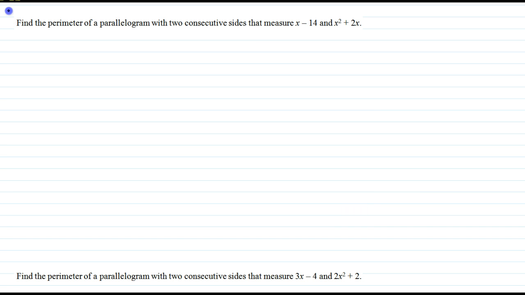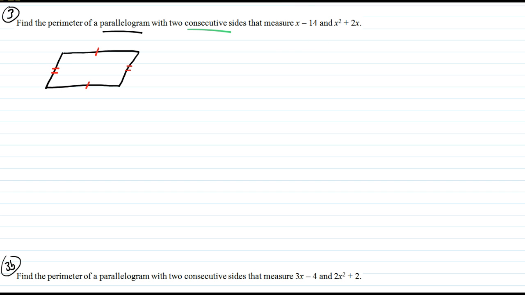All right, for number 3, we're going to find the perimeter of the parallelogram with 2 consecutive sides that measures x minus 4 and x squared plus 2x. So we're looking for a parallelogram, so draw the picture. And a couple things to remember about a parallelogram are that the opposite sides are congruent. And so we have this word consecutive. And so consecutive means one right after the next.